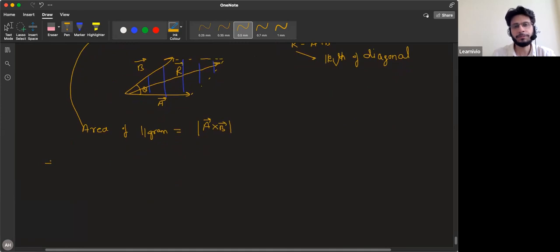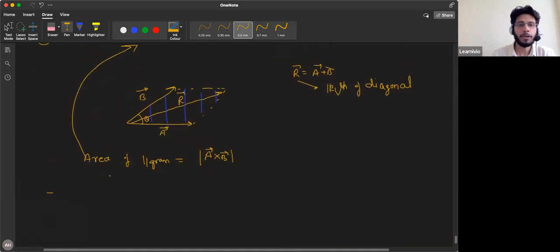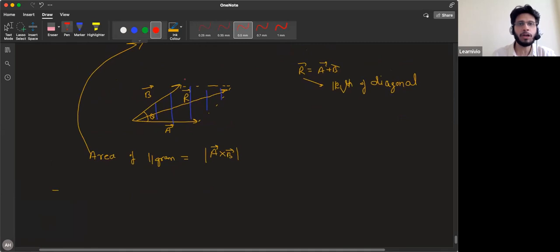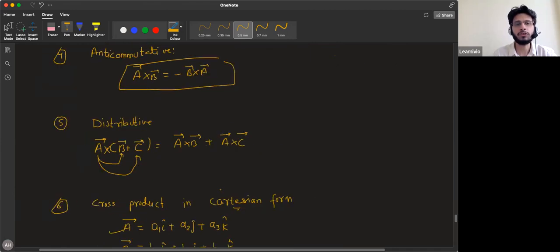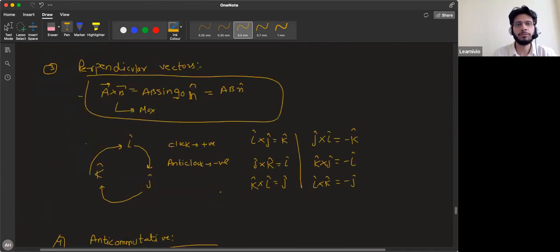Next thing is, instead of the area of the parallelogram, if he asks you to calculate the area of a triangle, the area of the triangle will just be half the area of the parallelogram. So the area of the triangle will be equal to A cross B divided by 2. So that's all about cross product. Let's solve some numericals over it. Note it down.